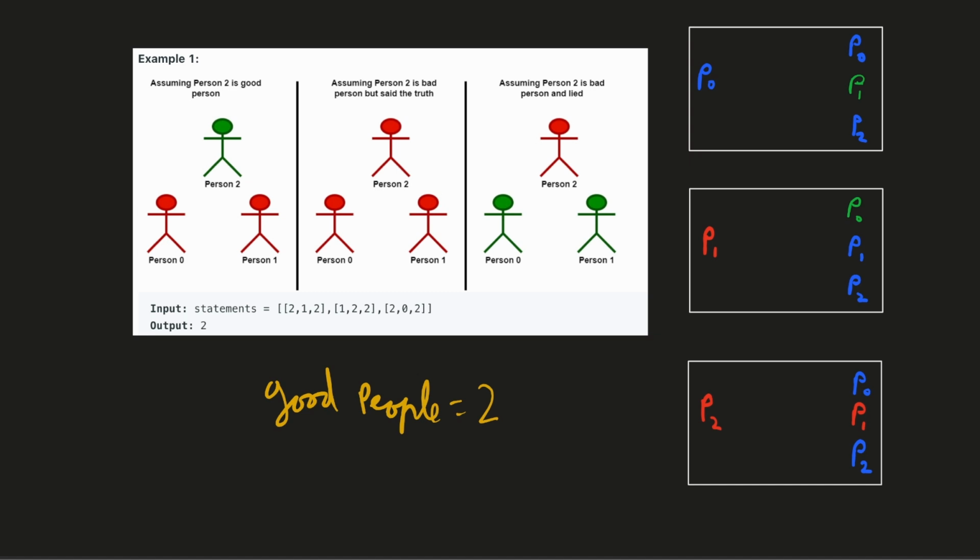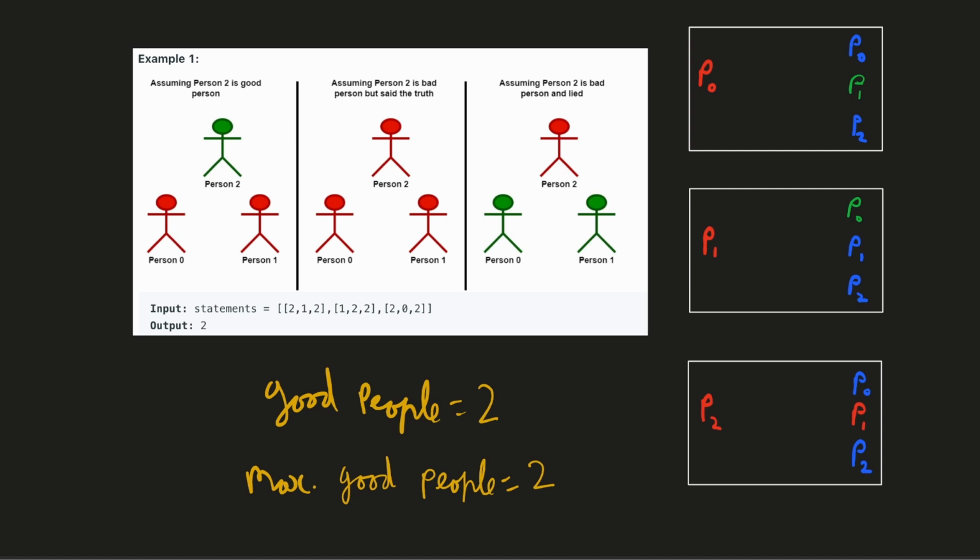In this case, we do not know any information about person 0. Hence, person 0 can be a good person or a bad person. But if we assume person 0 to be a good person, then in that case, person 1 is also a good person. But this is a contradiction. Hence, our assumption is wrong. Hence, person 0 has to be a bad person. Hence, out of all the scenarios, the maximum number of good people is 2. Hence, the output is 2.